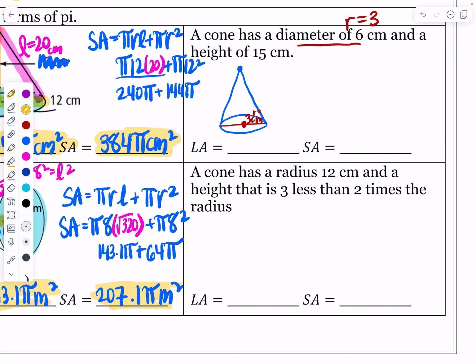And this cone has a height of 15 centimeters. Now, it doesn't say slant height. It has a height of 15, so that's internal. So we're going to have to find our slant height using the Pythagorean theorem. So that's going to be 15 squared plus 3 squared equals L squared. So 15 squared plus 3 squared is going to give me the square root of 234 for my L. I do not believe that that is a perfect square, so I'm just going to leave it like that.